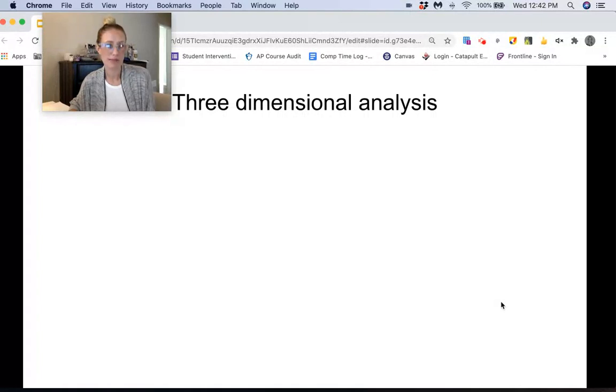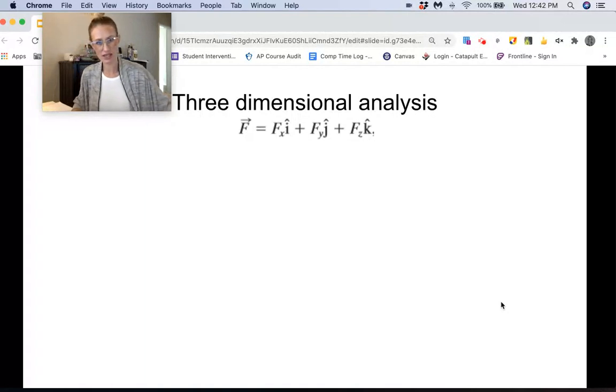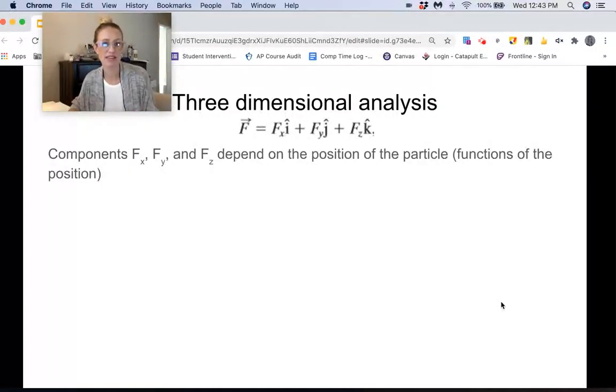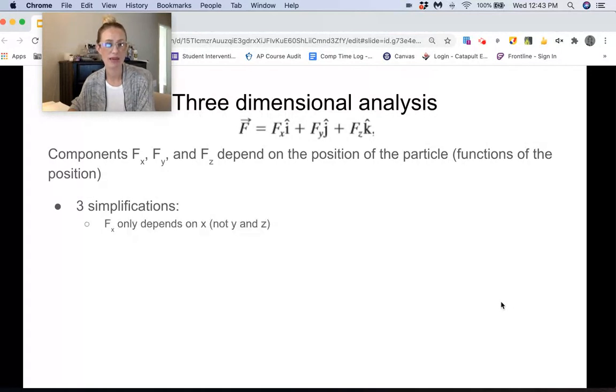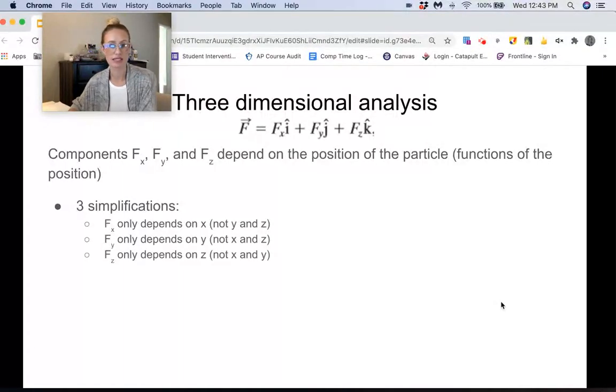Now, if we have 3 dimensions, say we have a force equation in the x direction, as the force changes with respect to our displacement in the x direction, an equation as the force changes in the y direction, and as the force changes in the z direction. The components f sub x, f sub y, and f sub z depend on the position of the particle. Those forces are functions of the position of that particle. The 3 simplifications that we make here are that f sub x only depends on x and not y and z, f sub y only depends on y, and f sub z only depends on z.